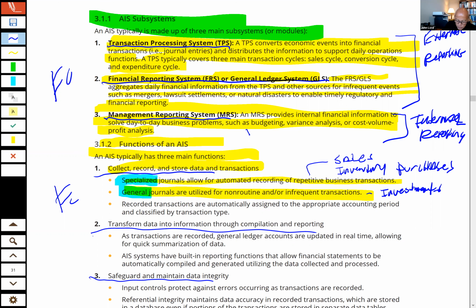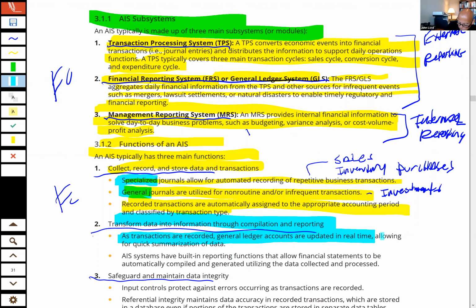We could put that in the general journal, and then they tell us that recorded transactions are automatically assigned to the appropriate accounting period and classification by type. So collect, record, store, and really sort the transactions, okay? Then transforming data into information through compilation and reporting. As transactions are recorded, general ledger accounts are updated in real time, allowing a quick summarization of data. So we're making entries in journals, then updating the ledgers, and for certain accounts, we may also even have subsidiary ledgers.